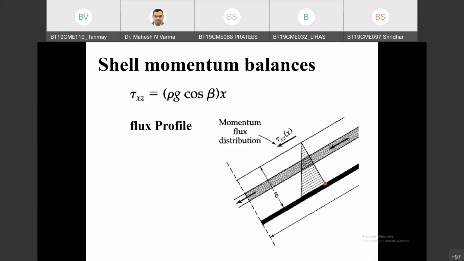So at this plate, what will be the magnitude of the flux? It will be rho g cos beta times delta, at x equals delta. Similarly, at different values of x, I can get the momentum flux, and at x equals 0, the momentum flux equals 0. So this is the momentum flux profile. We have discussed till this point and we'll continue our discussion. Anybody has any confusion over here?